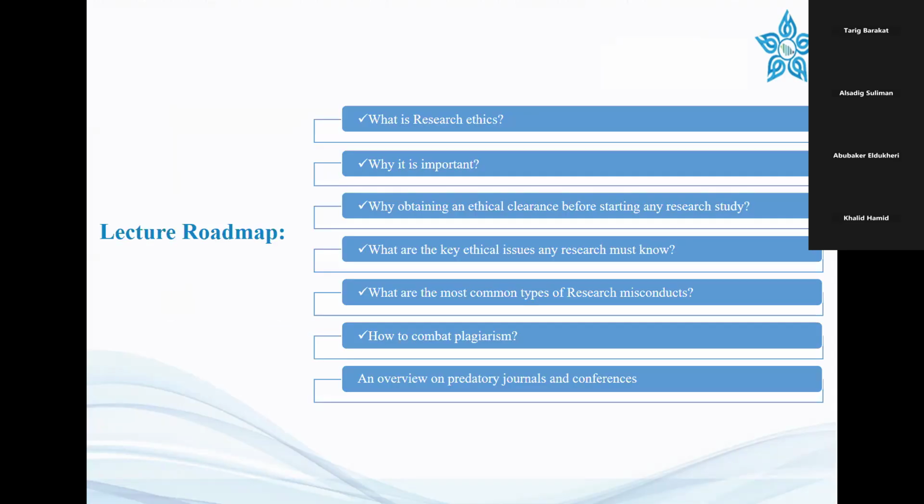In this talk, inshallah, I will be shedding some light on definitions, and I will give you some clue about what is research and what is research ethics and why they are important, and why obtaining an ethical clearance is of paramount importance before starting any research study, and what are the key ethical issues that any researcher must know, and what are the common types of misconduct, and how to combat these kinds of misconduct. And before concluding the talk, I will give some overview about one of the most important issues, which is predatory publications and predatory conferences. And if we have time, I will talk about the ethical use of AI in scientific writing.